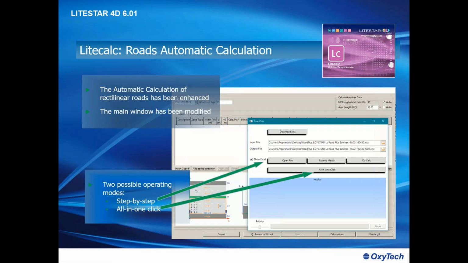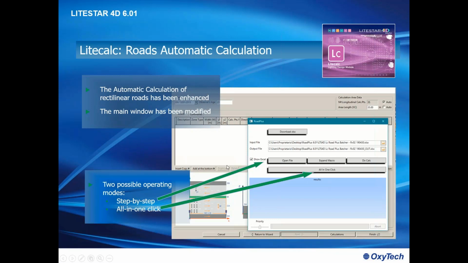Let's come now to the LightCalc, the lighting design module. We introduced some enhancements and quite big changes at the road automatic calculation, also called RAT+. One of the main change regards the window which manages the calculation, where we introduced possible operating modes called step-by-step, which is this one, and the all-in-one click, which is this one.